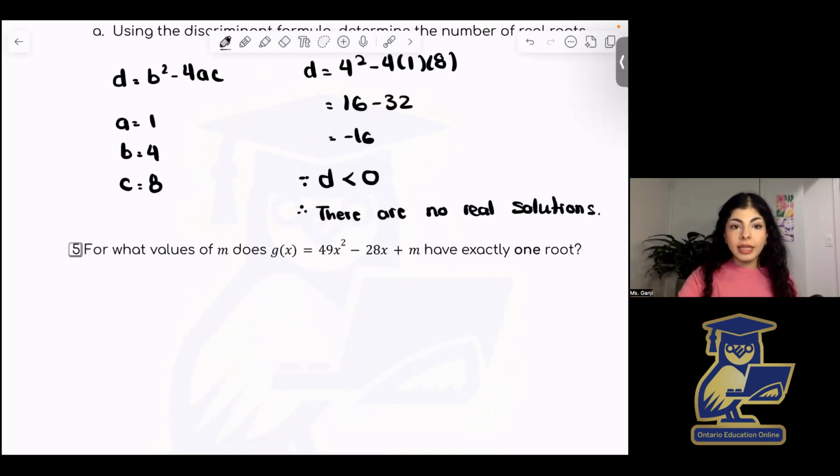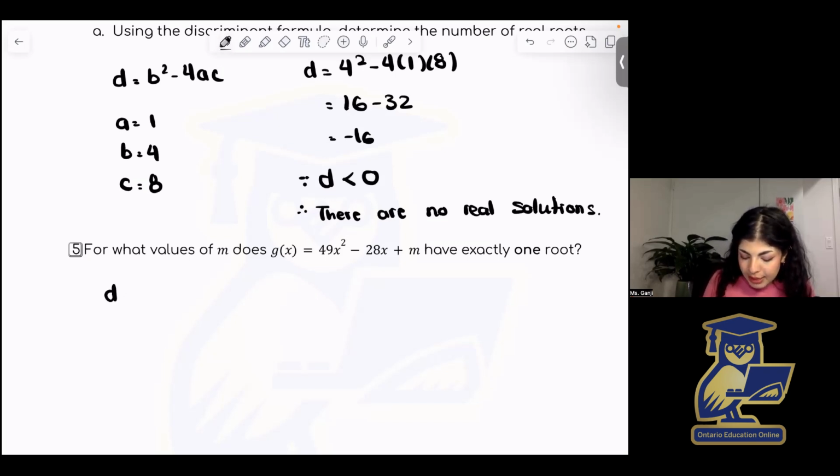Okay. And for our last problem today, you are asked for what value of m does g of x have exactly one root? And we see that m is used here instead of c. So, for this, we would need to use the discriminant because it's telling us the number of roots. We don't need to know necessarily what the root is or to solve this in any way, for example, like with point of intersections, we just have to use the discriminant because it's the number of roots.